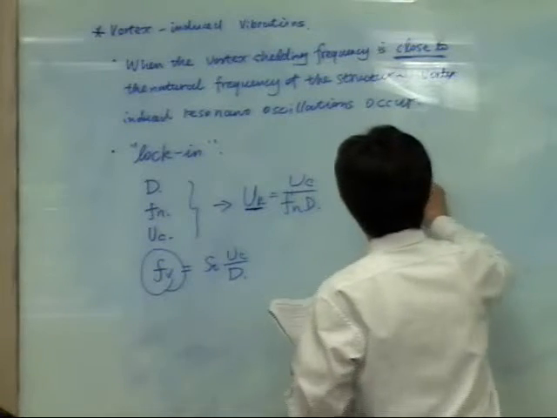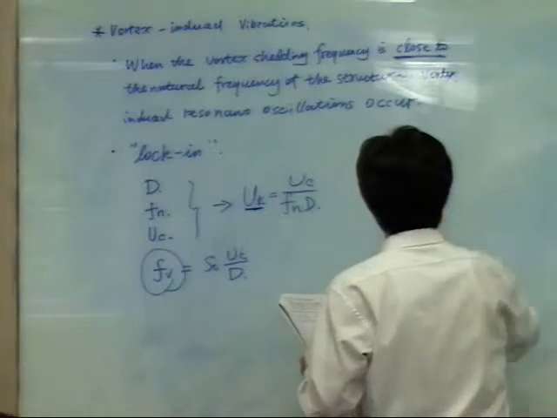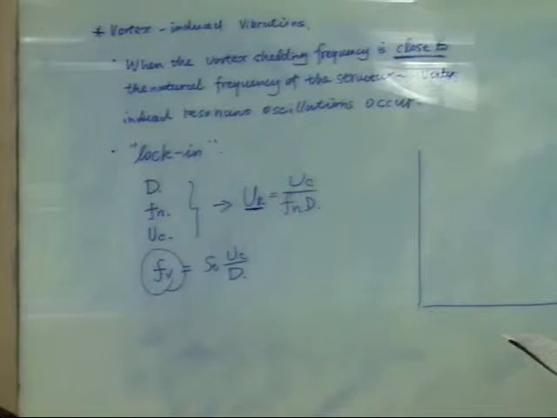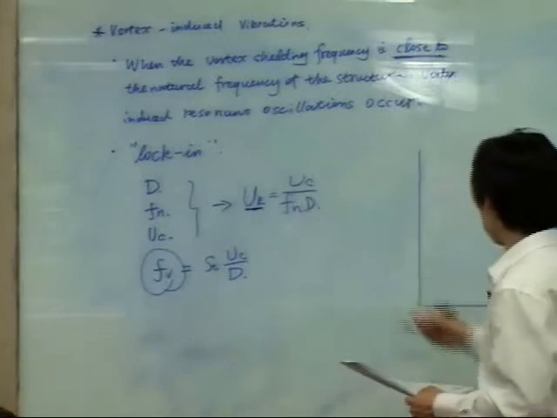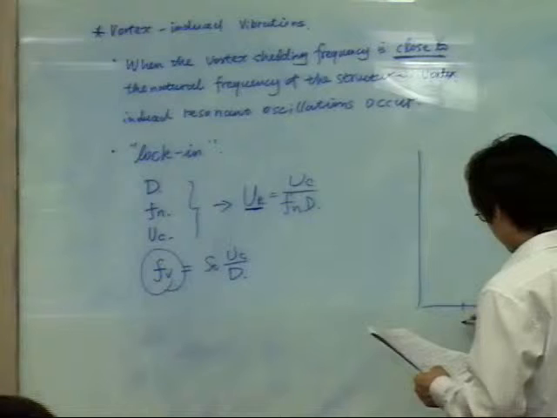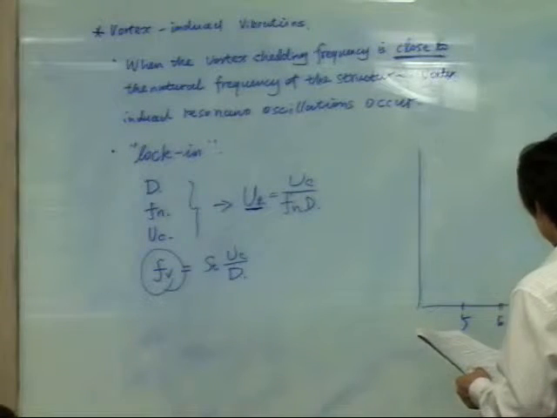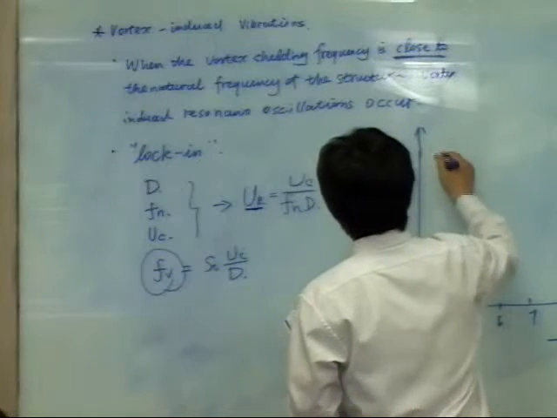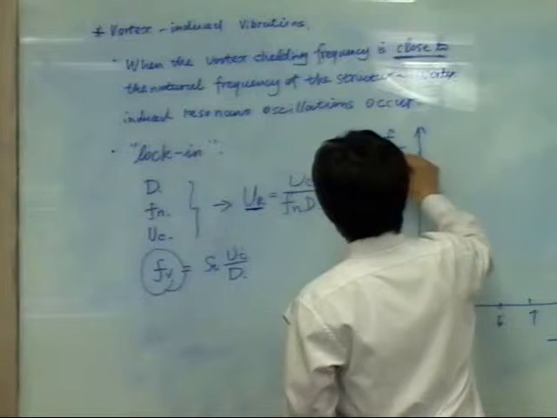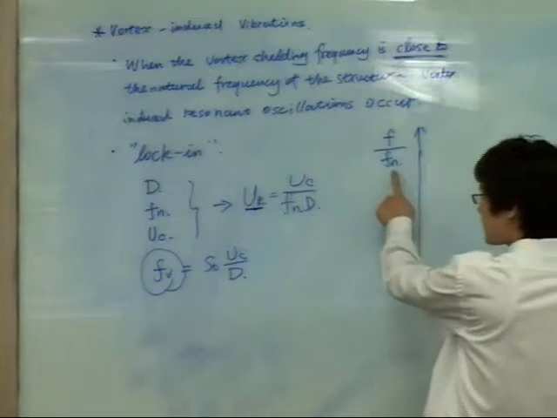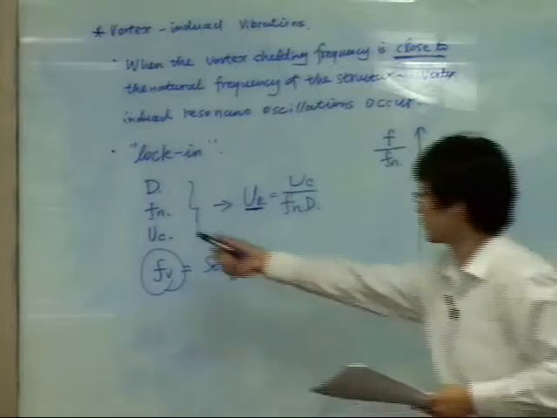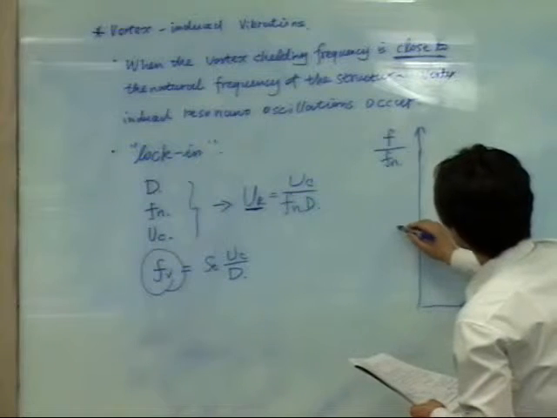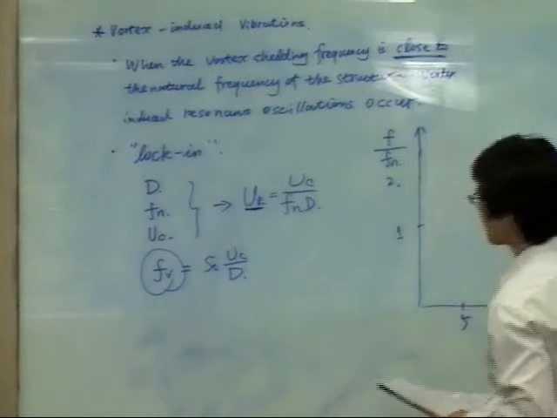Now let's look at this figure. We have one axis as Ur, which is changing from 5, 6, 7, 8. Okay, this is the response frequency normalized, non-dimensionalized by Fn, the natural frequency of the structure. This is 1, this is 2.